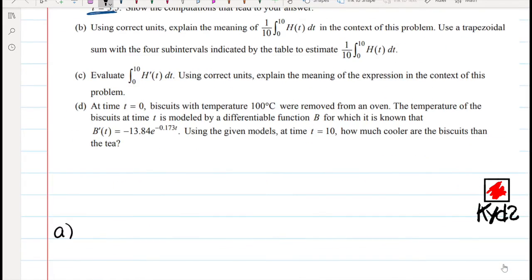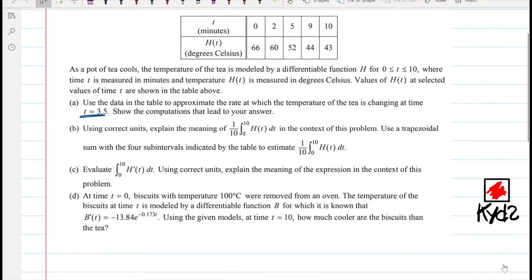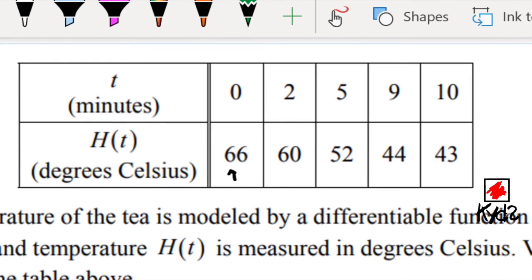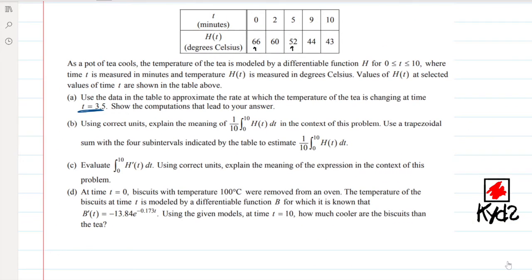Okay. So we don't actually know the rate. We just know how hot it is at certain times. So at time 0, it's 66 degrees. At time 5, it's 52 degrees, and so on. It looks like it's decreasing the entire time. That makes sense because the tea is cooling off. So at 3.5, we're going to use these values. That's going to go ahead and tell us the rate at 3.5.